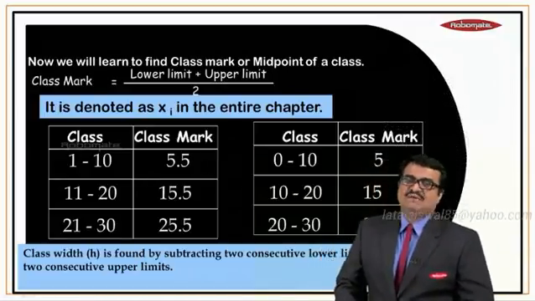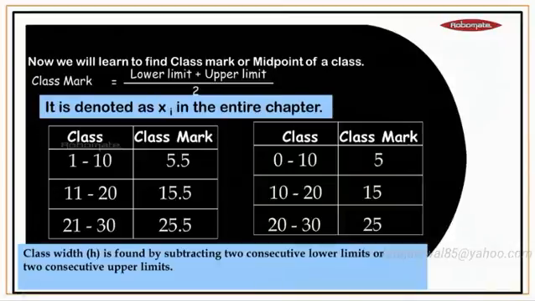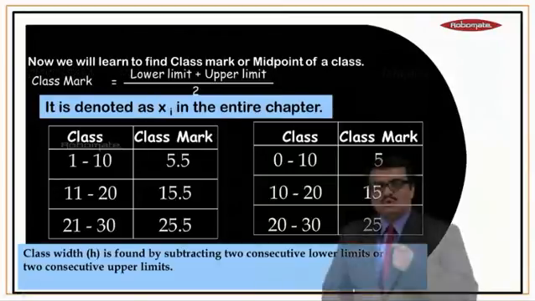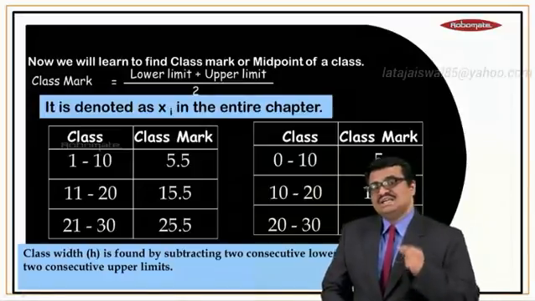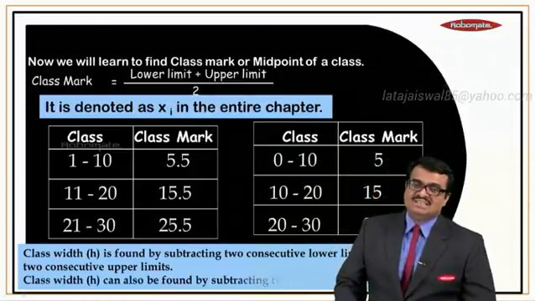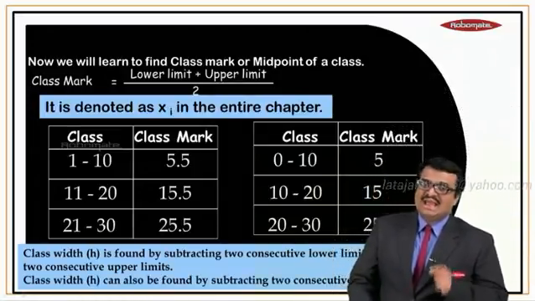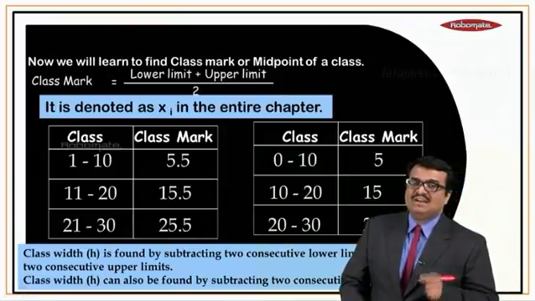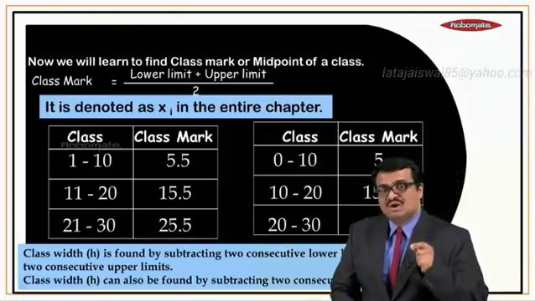Now, coming to class width, a very important definition. Class width h is found by subtracting two consecutive lower limits or two consecutive upper limits. Subtract any two consecutive lower limits or two consecutive upper limits, and you will get the value of class width. Class width h can also be found by subtracting two consecutive class marks.